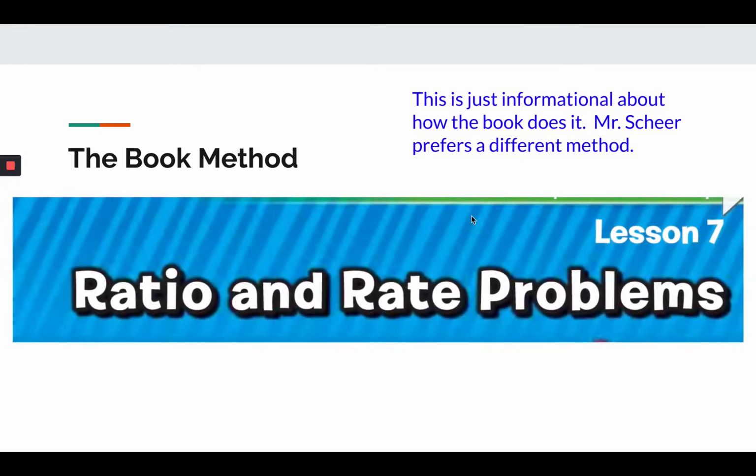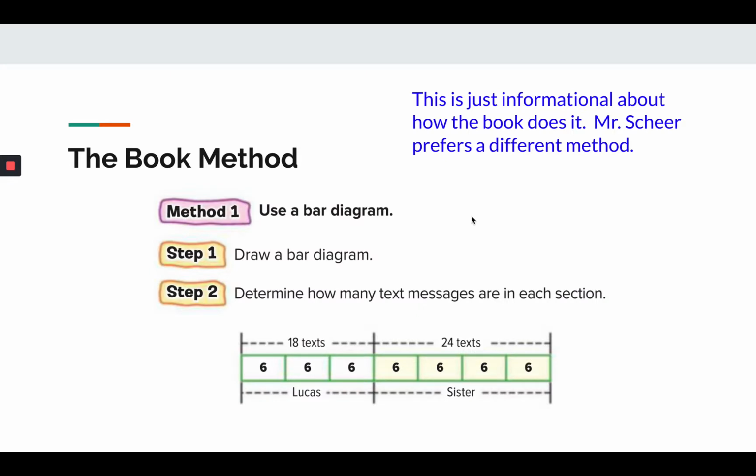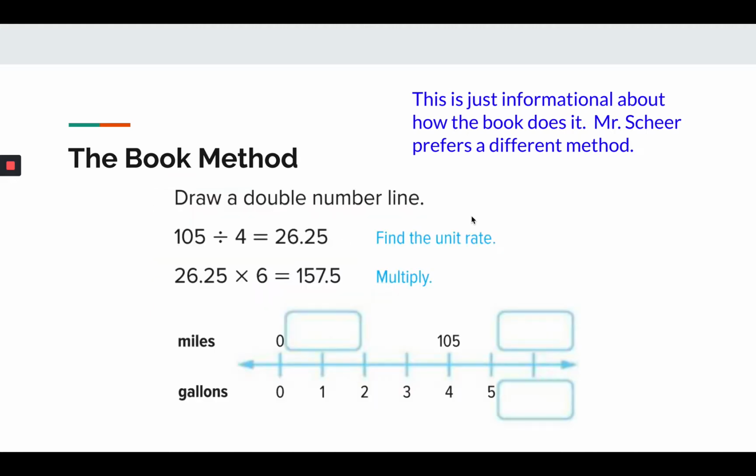The book calls this ratio and rate problems. And if you're using your book as a guide, again, you don't need to know this. This is just informational in case you're looking through the book for examples. The book uses a bar diagram to teach this. It also uses a number line to teach this. I find that confusing, so I'm going to teach you a different method to solve the same type of problems.